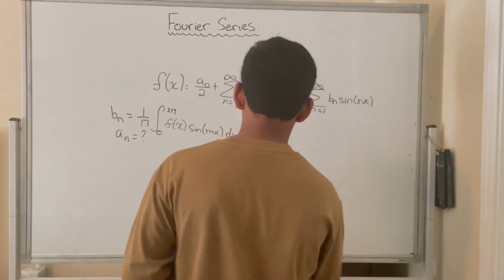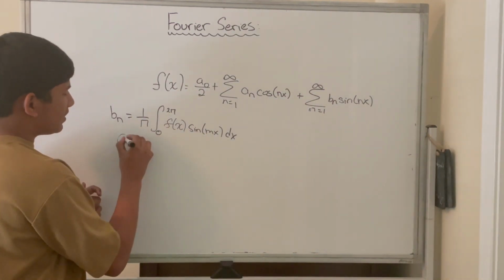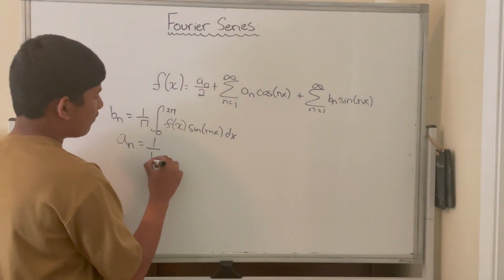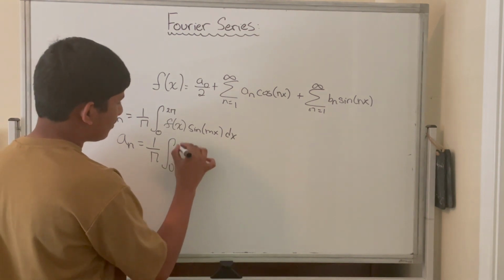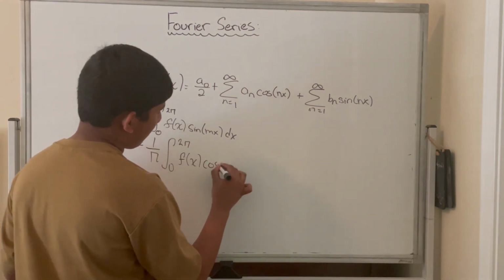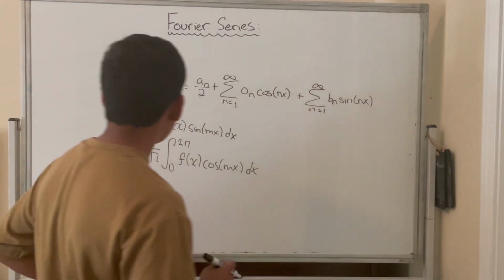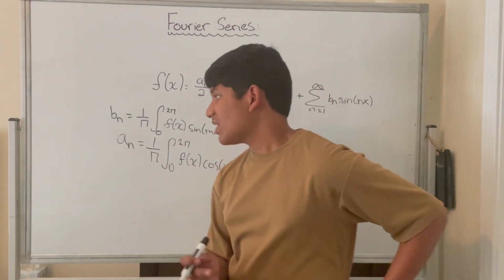And remember, doing the same technique again, we obviously can just get an to be equivalent to 1 over pi times the integral from 0 to 2 pi of f of x times cosine of mx dx. So therefore, we've solved for two of the Fourier coefficients very easily.